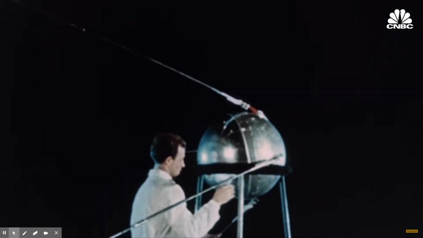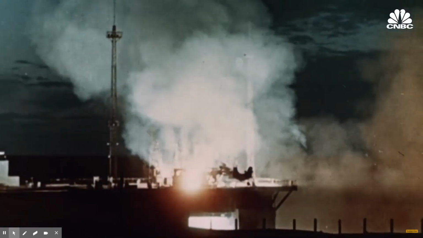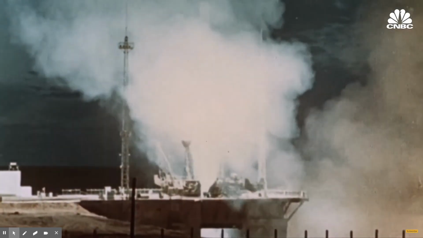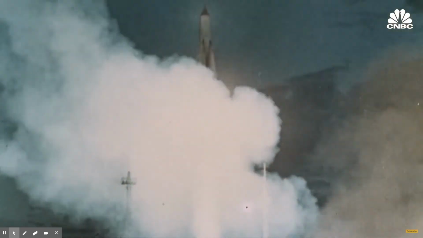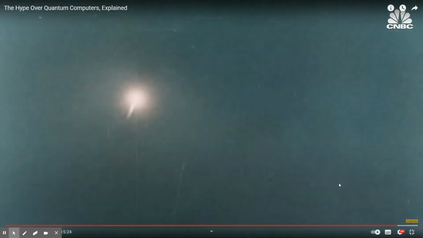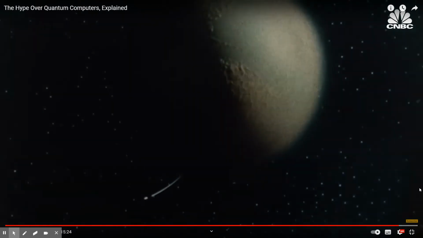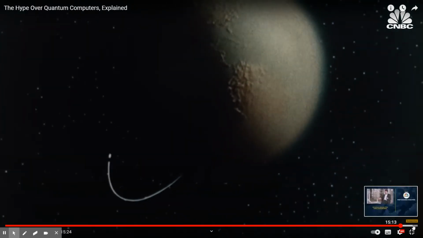Other experts have compared Google's announcement to Sputnik, the Soviet satellite launched into orbit in 1957. The beach ball-sized satellite was the first man-made object to orbit the Earth. But Sputnik didn't really do anything useful, other than prove launching something into space was possible.